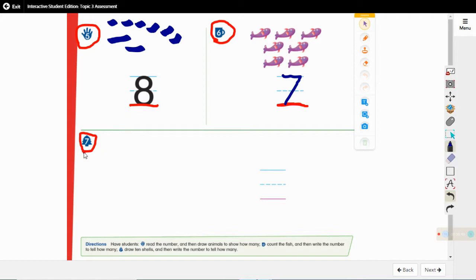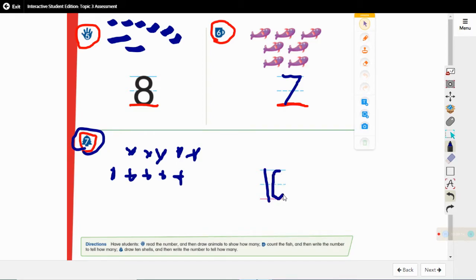Now for number 7 down here, we need to draw 10 shells and then write the number to tell how many. So 1, 2, 3, 4, 5, 6, 7, 8, 9, 10. I drew 10 shells. Now I need to write the number 10 over here. A 10 is a 1 and a 0 that live close together. That is the number 10, and that's what you should have on your page.